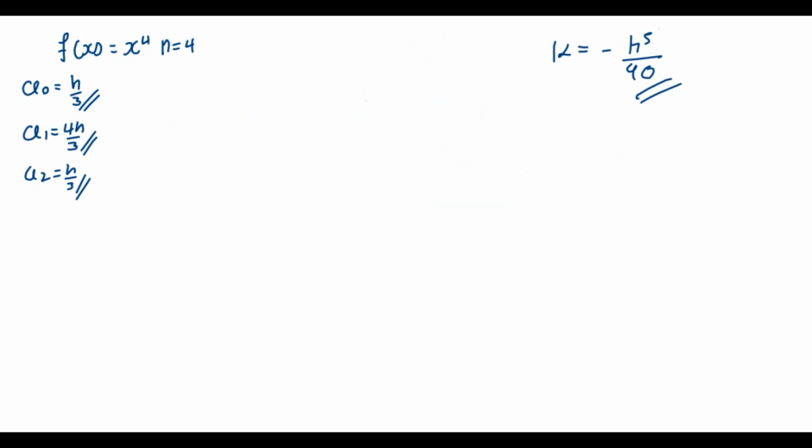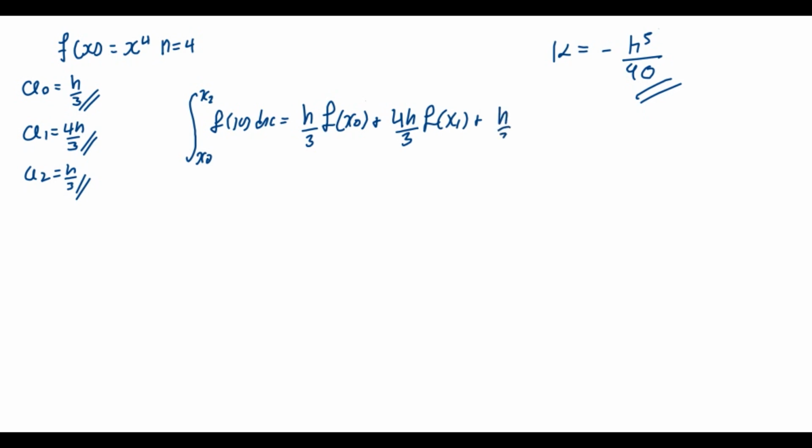answer, or our expression. So initially this was written as the integral from x naught to x sub 2 of f of x dx. It was equal to a naught, but where there's a naught, we are going to plug in h over 3, then f of x naught plus a sub 1, which is 4h over 3 times f of x sub 1 plus the last one, which is a sub 2, which is h over 3 f of x sub 2. Then here we had plus k, which is minus h to the power 5 divided by 90, then f to the fourth of, in this case, let me just say x, like that.